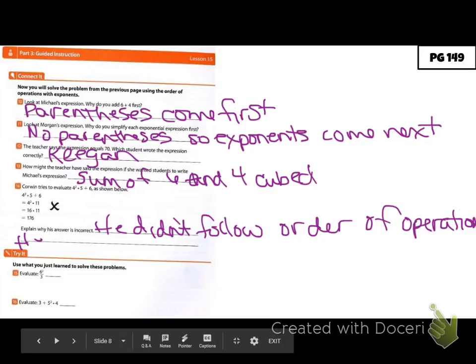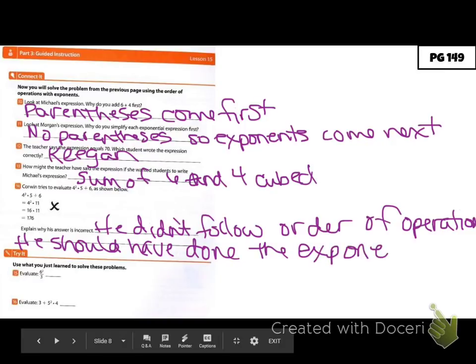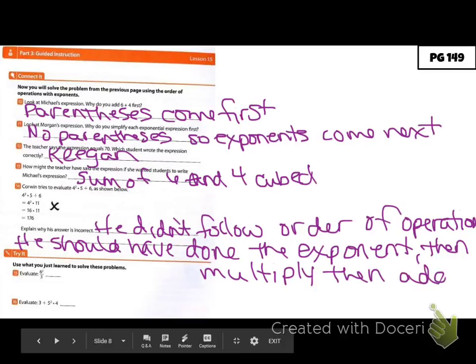So, he should have done the exponent, then multiply, then add. So now try it down at the bottom. I want you to follow order of operations and evaluate 6 squared divided by 3, and then evaluate 3 plus 5 squared times 4. Once you're done, resume the video to check your answers.